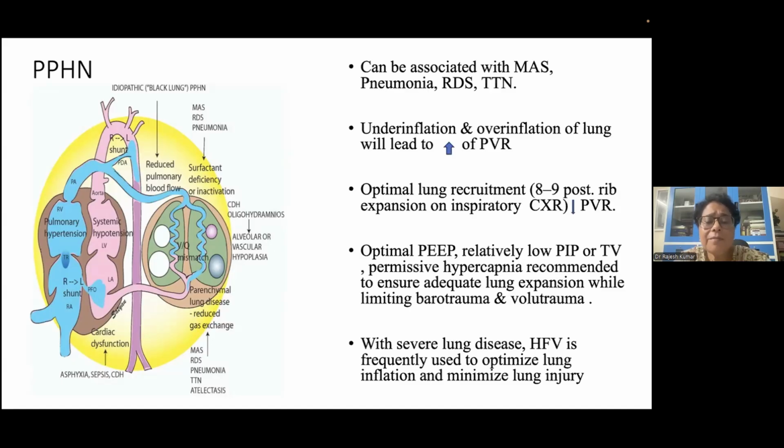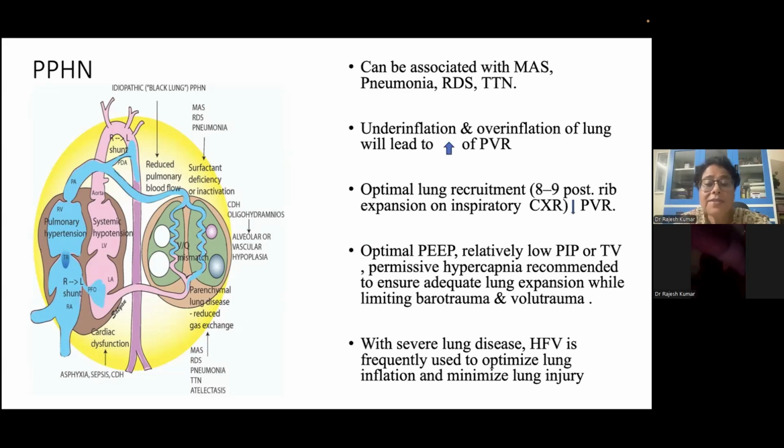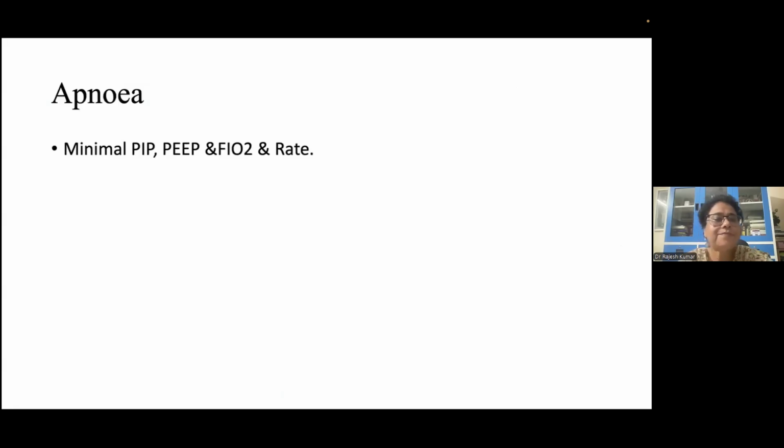We also need to provide optimal PIP, relatively low PIP or tidal volume, and permissive hypercapnia with adequate lung expansion for these babies to avoid barotrauma as well as volutrauma. With severe lung disease, high frequency ventilation can also be used.